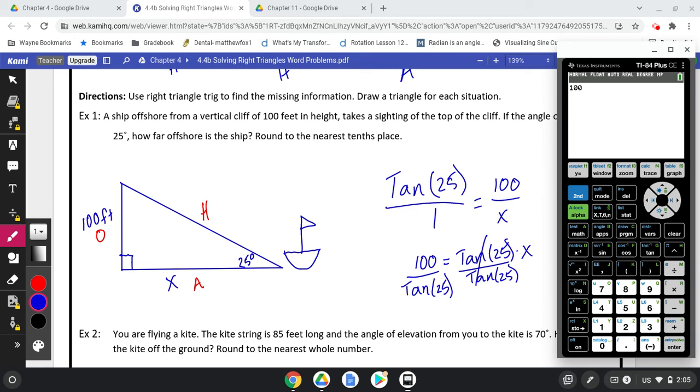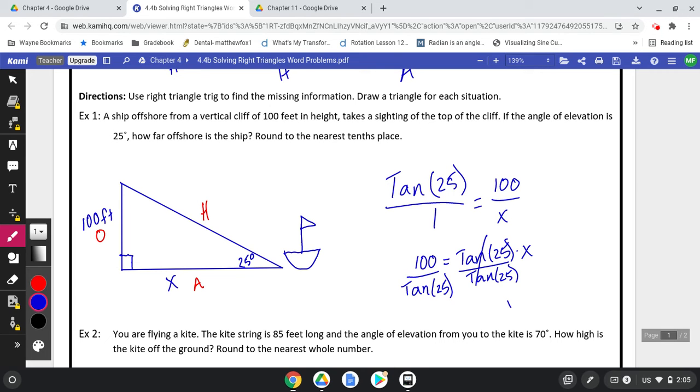But 100, and we said it's divided by the tangent of 25, and the initial directions asked us to round to the nearest tenths place. So nearest tenths place, 1 decimal, 214.45, so we'll round up to 214.5. So X will equal 214.5 feet. That is how far our ship is offshore.